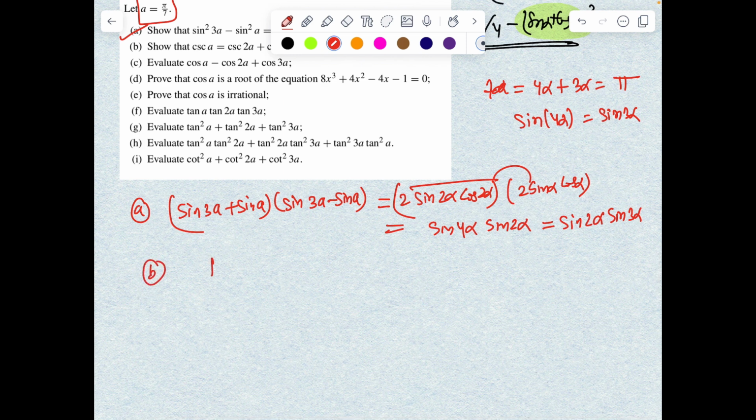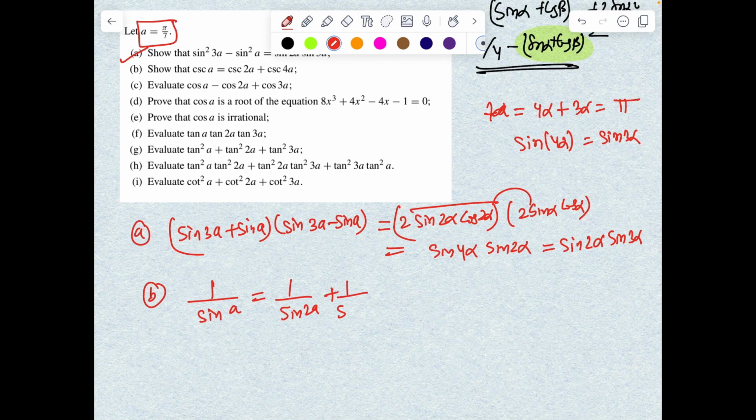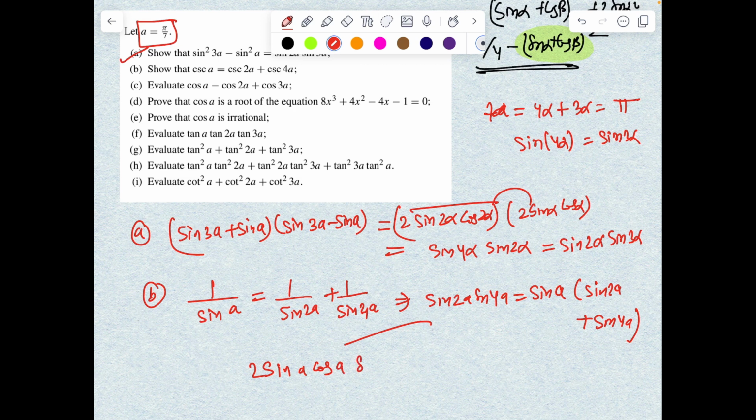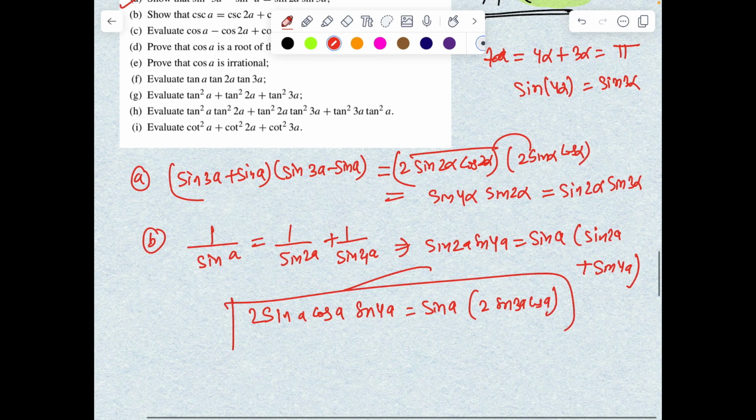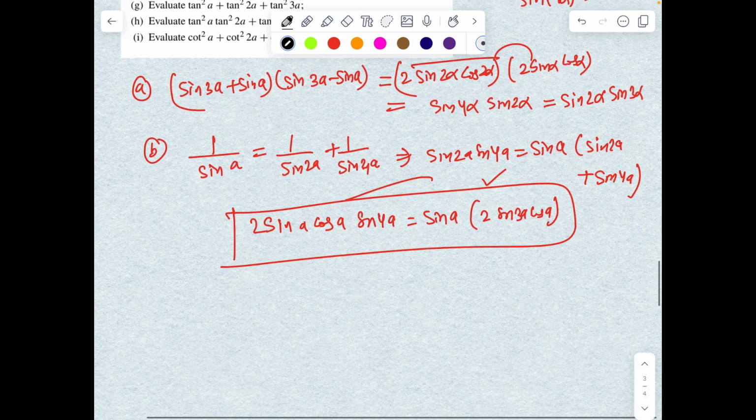ठीक है. So cosecant is 1 by sin a equals 1 by sin 2a plus 1 by sin 4a. तो इसमें just we need to prove sin 2a into sin 4a is sin a times sin 2a plus sin 4a. Or basically we have to prove this यहाँ से 2 sin a cos a and sin 4a is sin a times 2 sin 3a cos a. Now it is already done by sum to product formula. तो ये तो obvious हो गया.